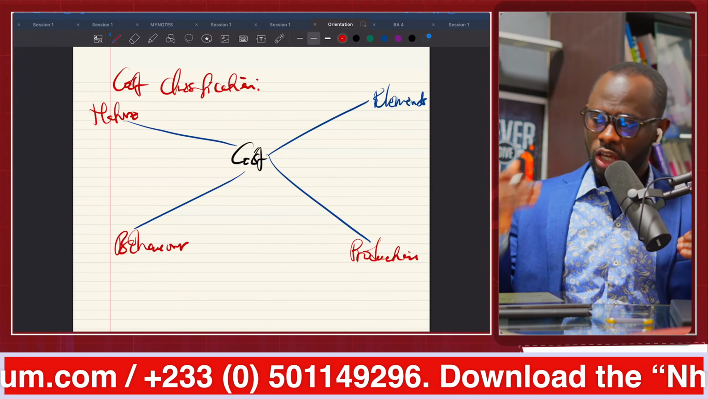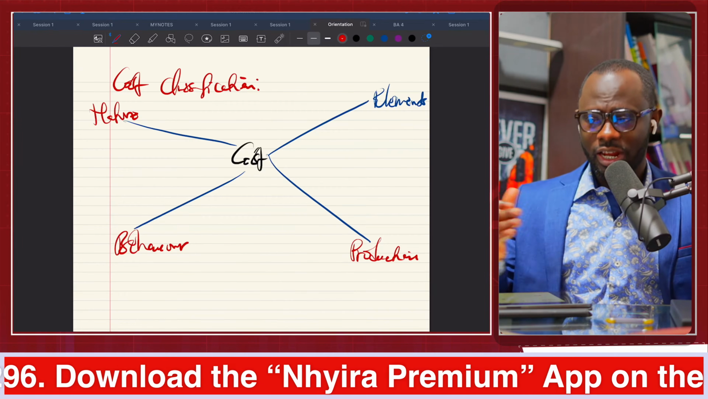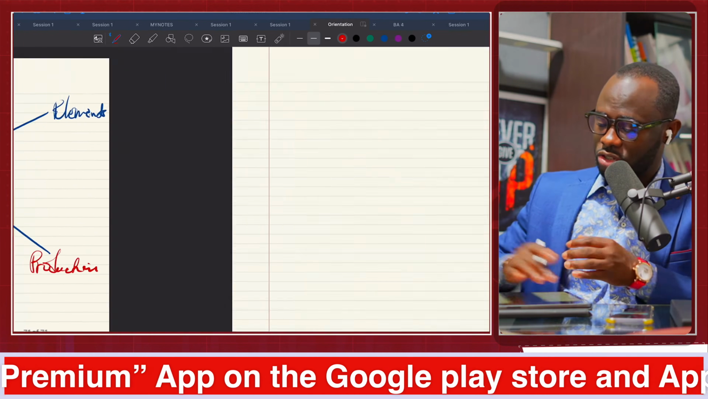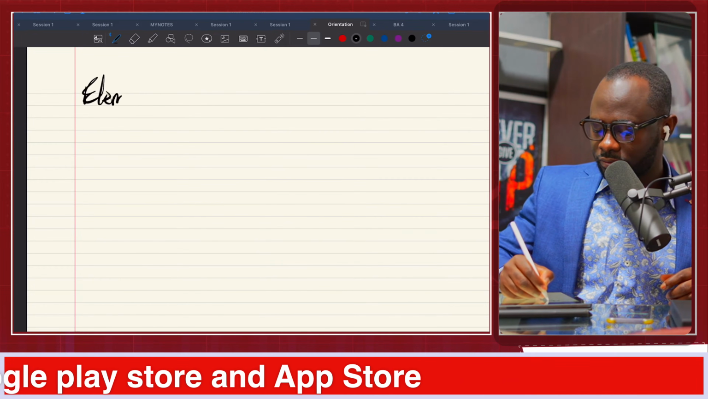So on the overall, these are the 4 bases for classification of cost. We're going to take them one after the other, share our thoughts on them, and then get ourselves into solving a couple of questions on how each of these actually work out. So let's start with the elements of cost.